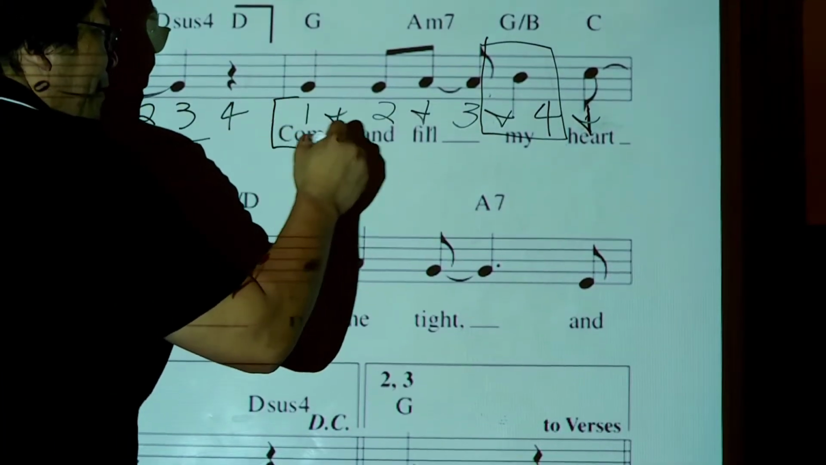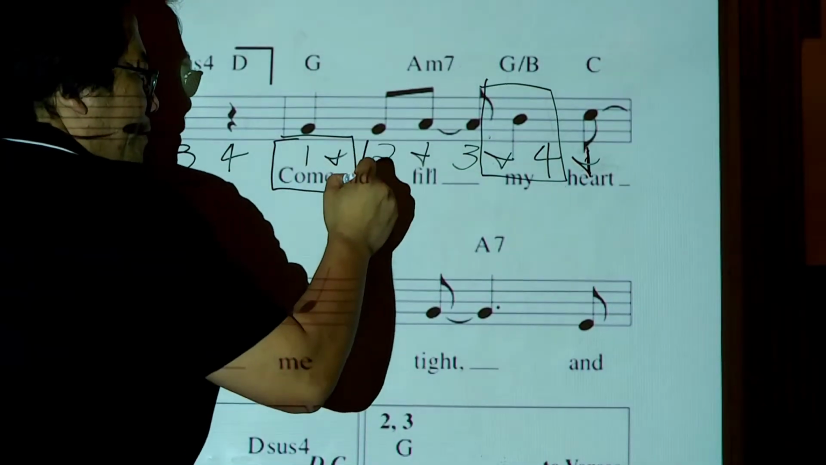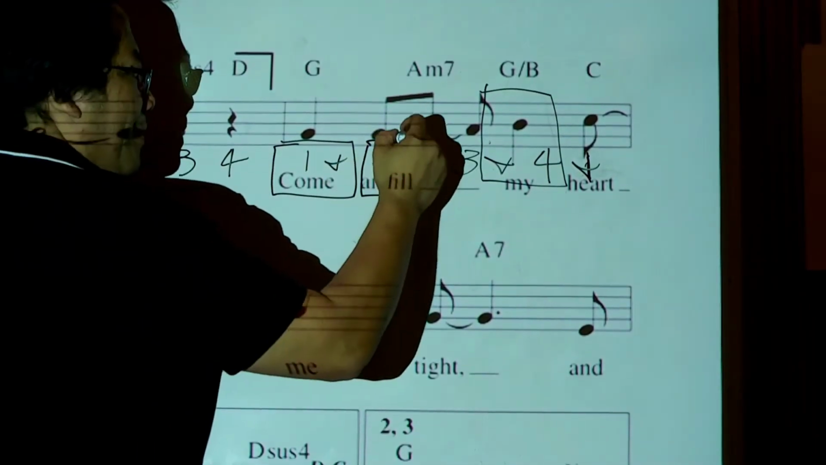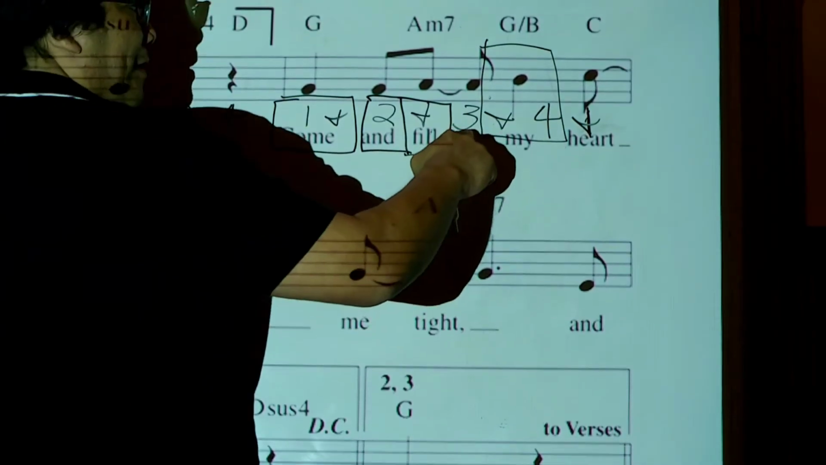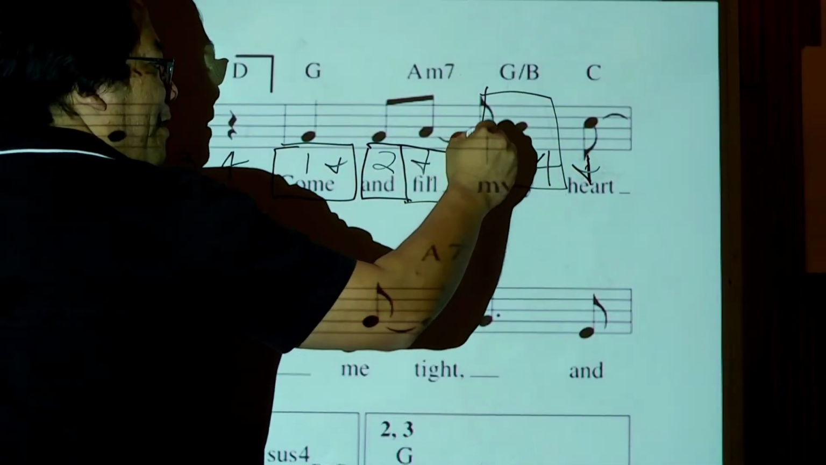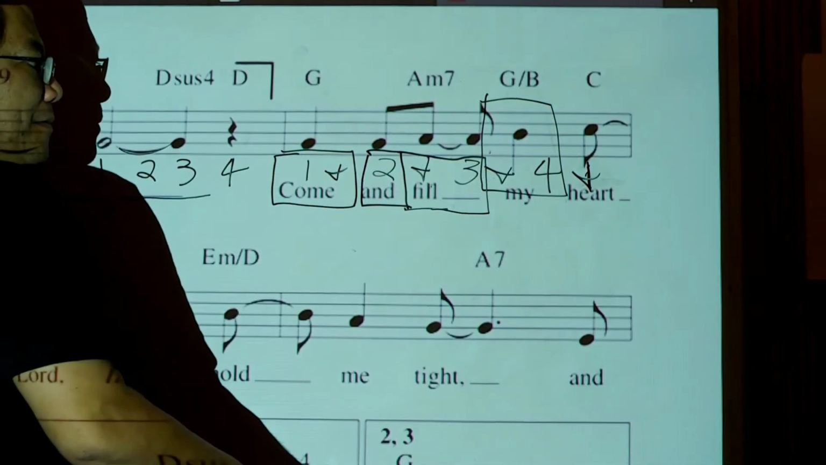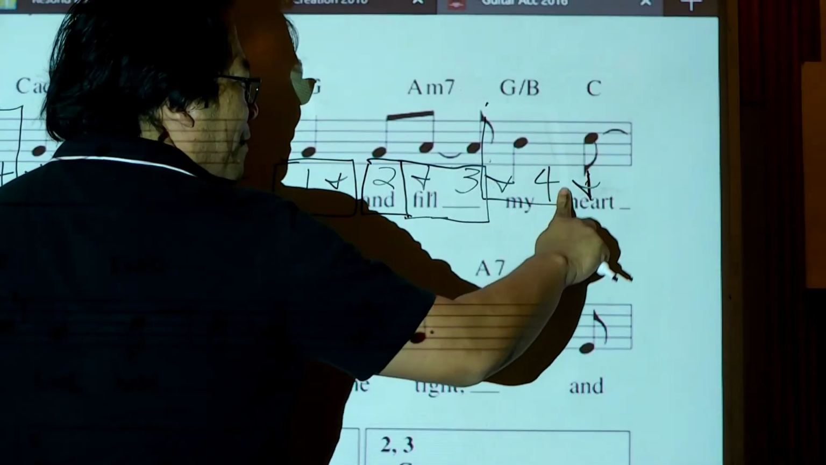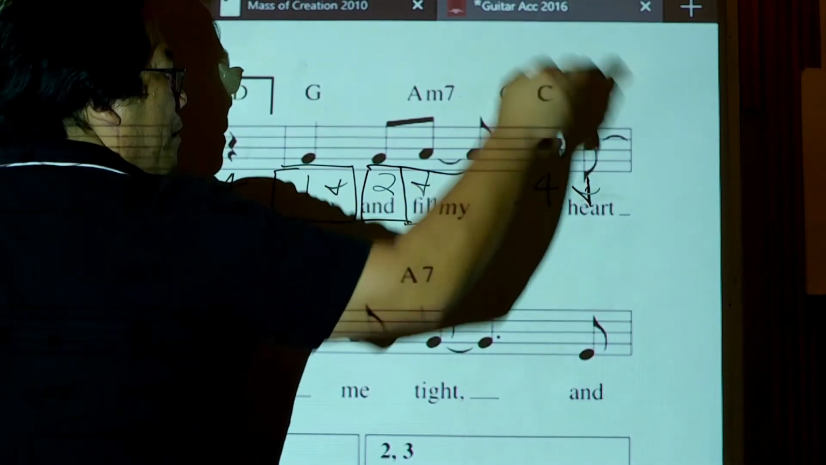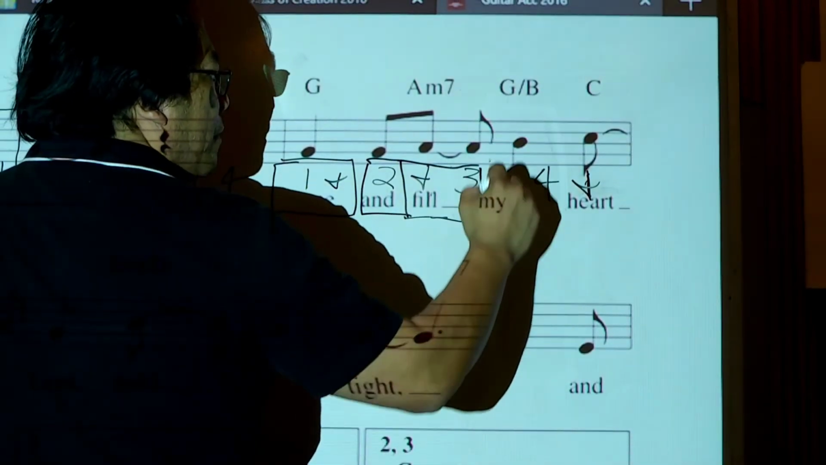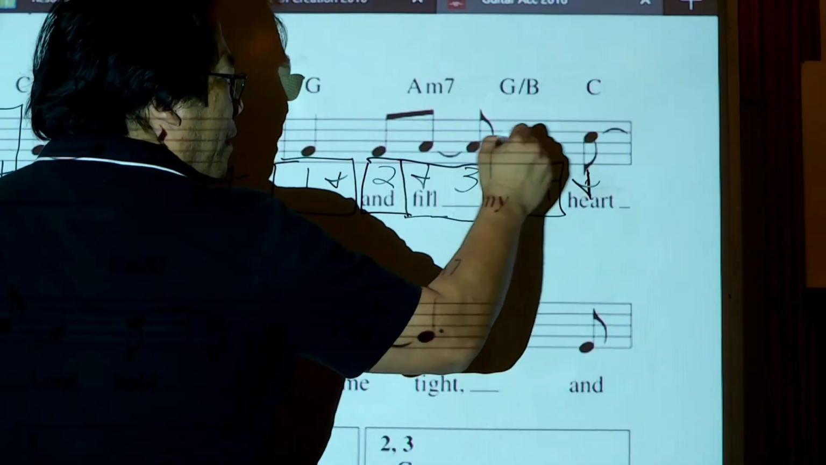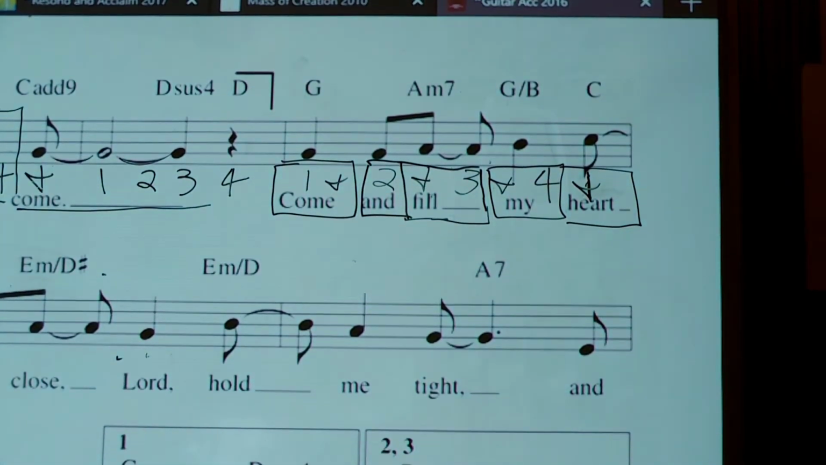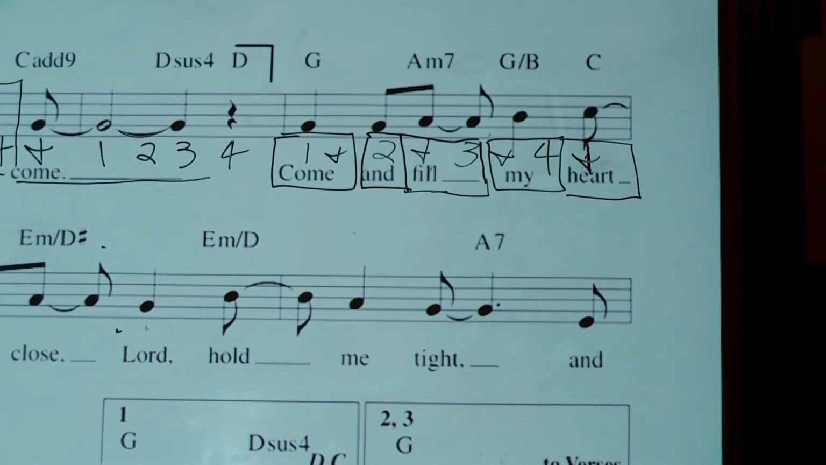I'm going to do boxes around come. Is 1 and when I say 2, you and. And when I say and, after 2, you're going to do fill. You're not going to say anything on 3. You just do that. When I say the end of 3, you do my. And then when I say the end of 4, heart. Everybody understand? Okay, do it now with confidence.